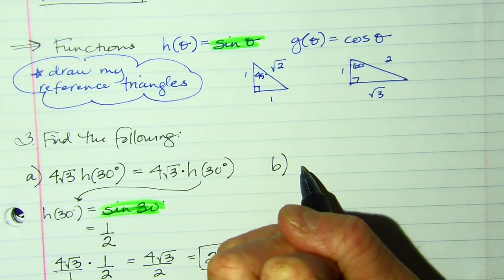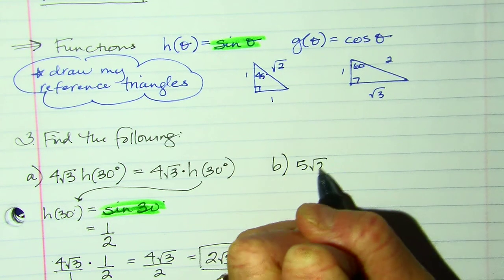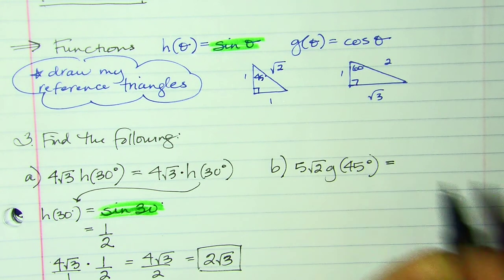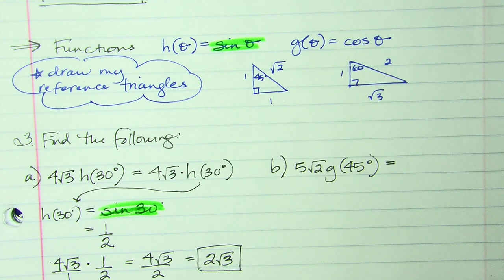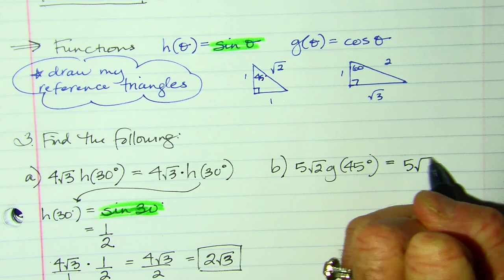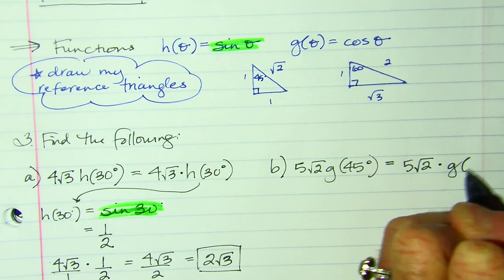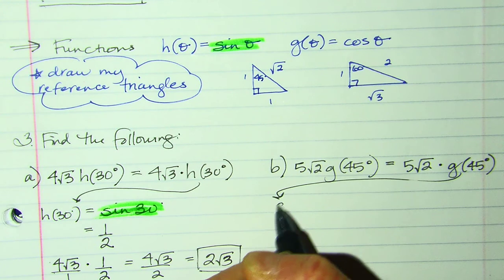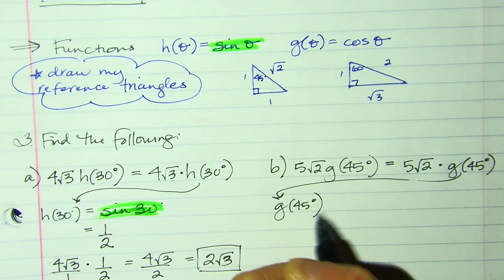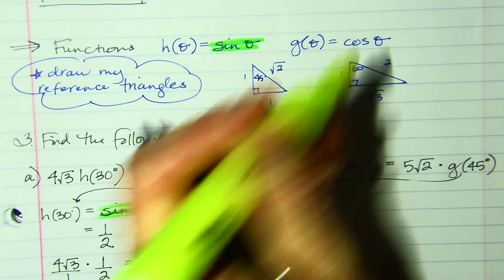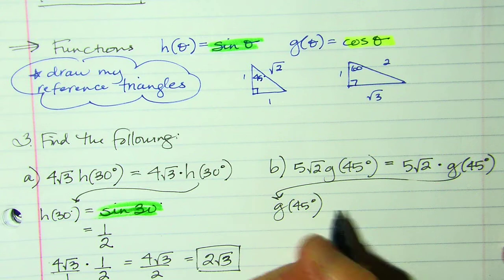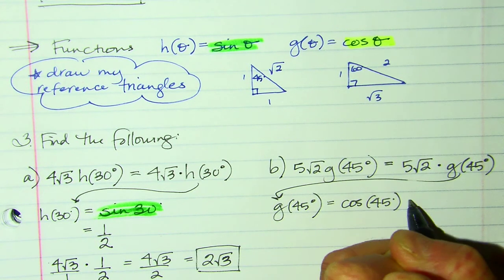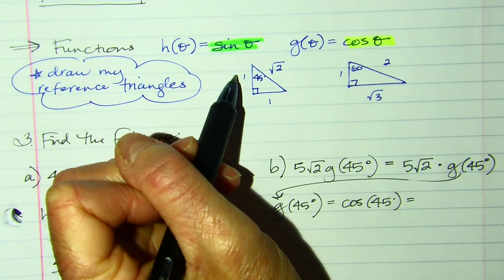Part B, find 5 root 2 times g at 45 degrees. So I need you to recognize that when they're all written like that, that is actually 5 root 2 times the function of g at 45. So I'm going to do that first. The function of g at 45 degrees. Up here, function of g is cosine. So that would be the cosine of 45 degrees. Cosine of 45 is adjacent over hypotenuse.